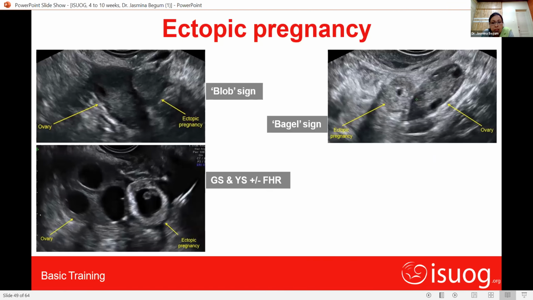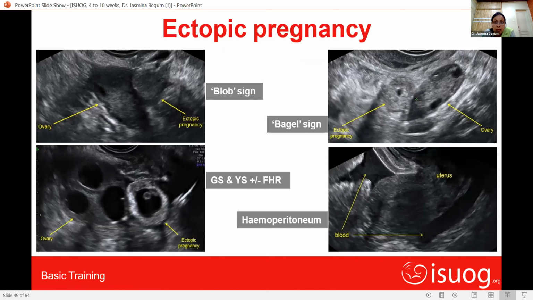And in severe cases, like a patient coming with ruptured ectopic pregnancy with hemodynamic instability, you may see hemoperitoneum, that is blood collection inside the peritoneal cavity surrounding the uterus, anterior to the uterus, posterior to the uterus, even in Morison pouch. The patient will come with a serious condition.